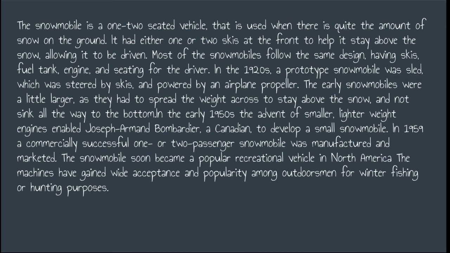The early snowmobiles were a little larger as they had to spread the weight across to stay above the snow and not sink all the way to the bottom. In the early 1950s, the advent of a smaller, lighter weight engine enabled Joseph Armand Bombardier, a Canadian, to develop a snowmobile. In 1959, a commercially successful one- or two-passenger snowmobile was manufactured and marketed. The snowmobile soon became a popular vehicle in North America. The machines have gained wide acceptance and popularity among outdoorsmen for winter fishing or hunting purposes.